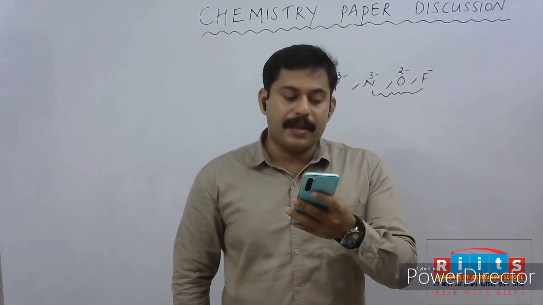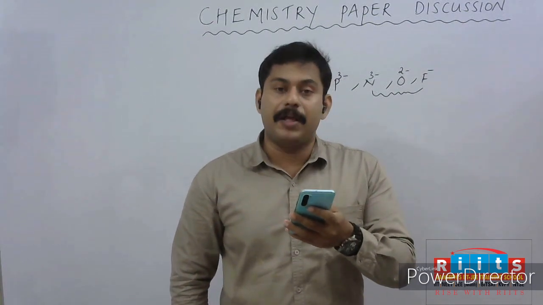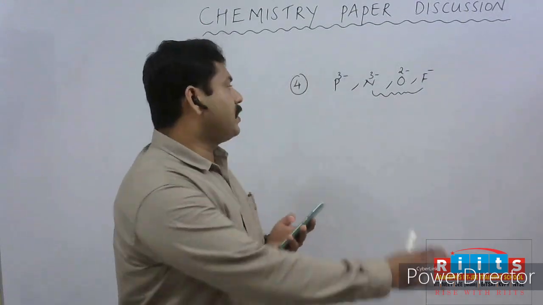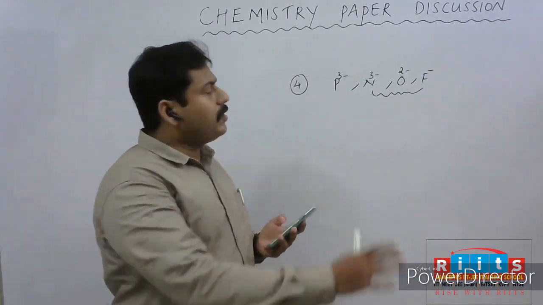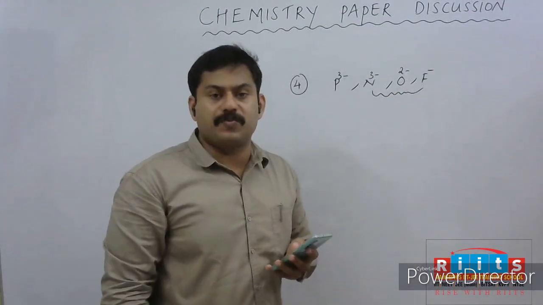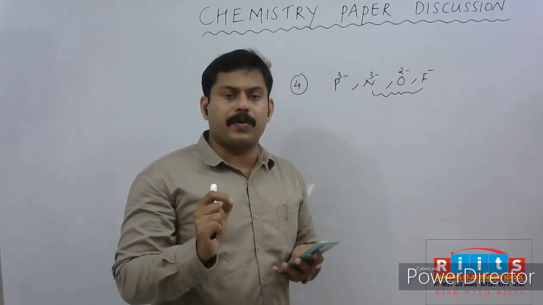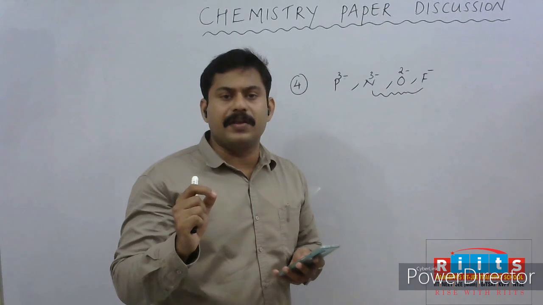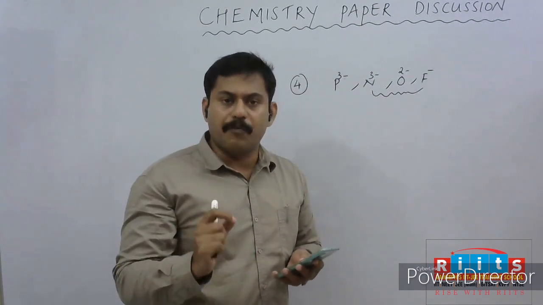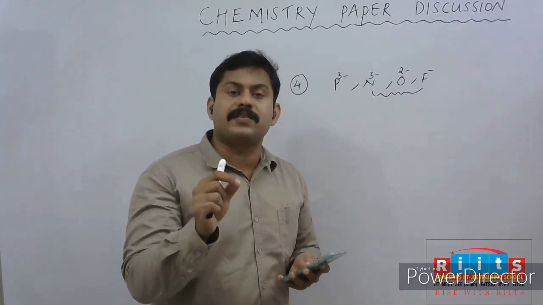Okay, let's discuss the question number 4. Which of the following is the correct order of increasing radii of ions, right? So we are given these 4 only, right? Among these 4, these 3 are isoelectronic species only, right? Isoelectronic species means same number of electrons. Whenever the negative charge increases, size also increases. When the positive charge increases, size decreases, right?